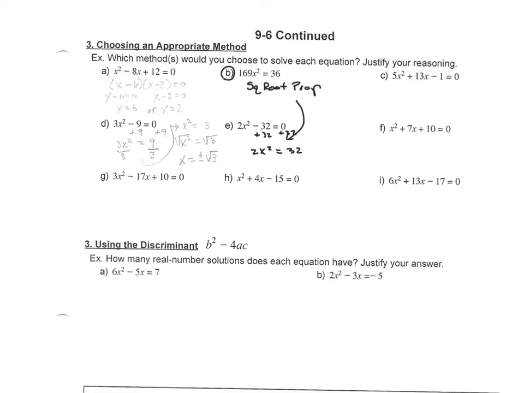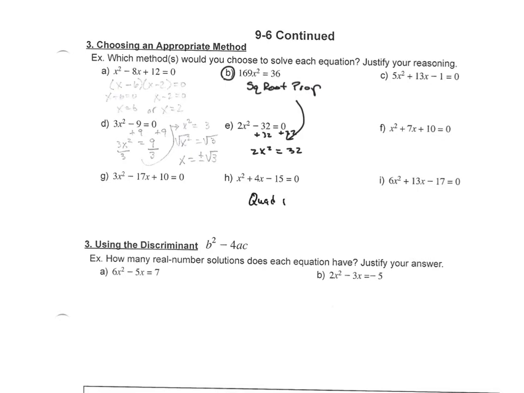Let me see, any other square root properties? I don't see any others that I can use a square root property on very easily. But let's see, I could use the quadratic formula probably on any of these, but if I look at H, are there any factors of negative 15 that will give me 4? There aren't, so I am unable to factor this using factoring by grouping or any other easy factor. Therefore, I would want to go ahead and use my quadratic formula here.